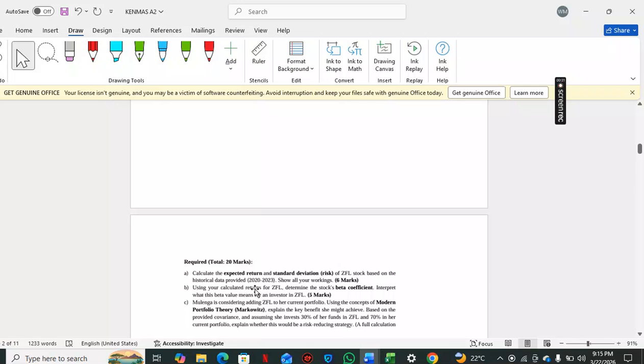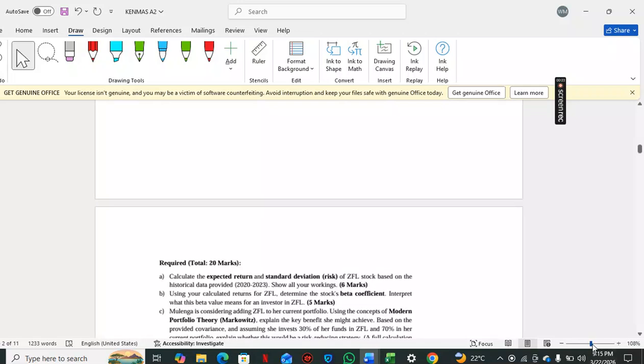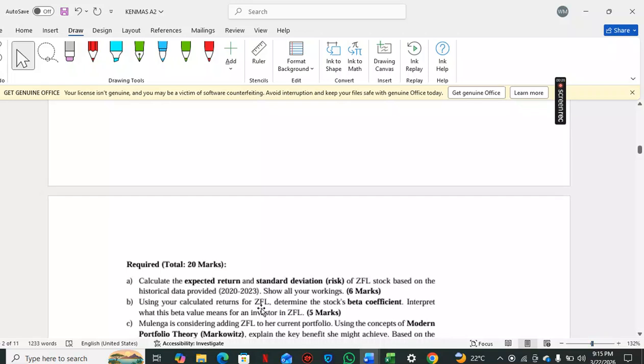Part B. Using your calculated returns for Zambezi Farms Limited, determine the stock's beta coefficient. Interpret what this beta value means for an investor in ZFL. So colleagues, remember, beta measures systematic risk.